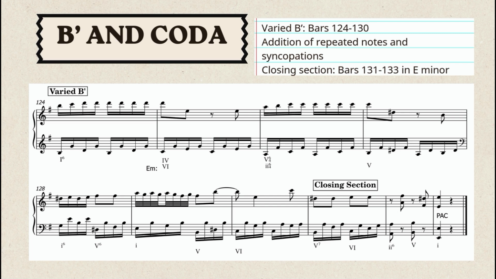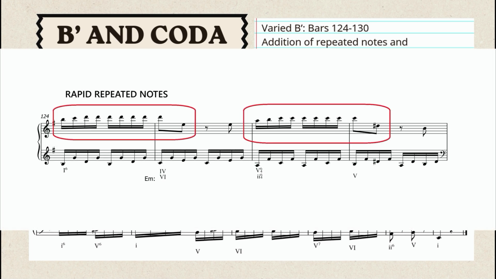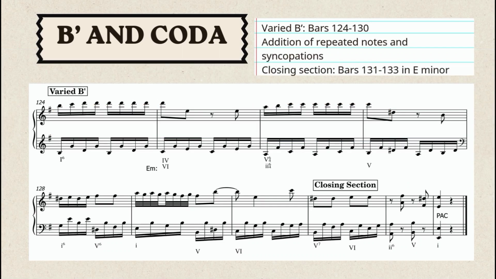In bars 124 to 133, Haydn drives to the final cadences. This B prime plus closing section might incorporate fragments of the refrain's motive, adding rapid repeated notes characteristic of a closing flourish. The tonal focus here is E minor.